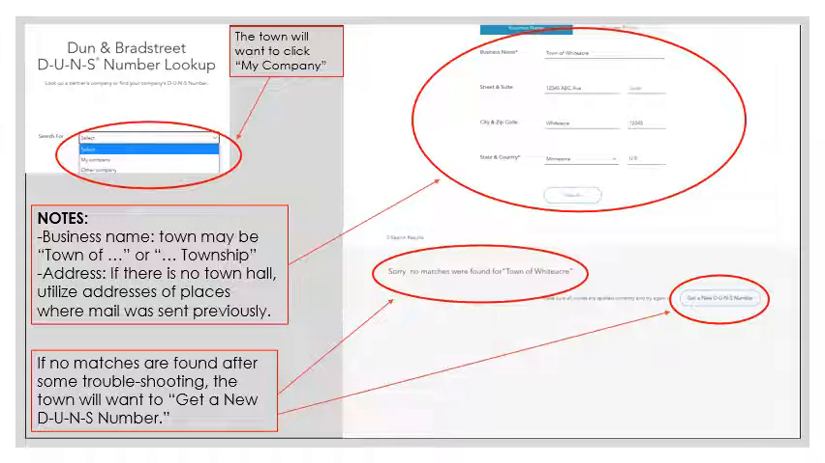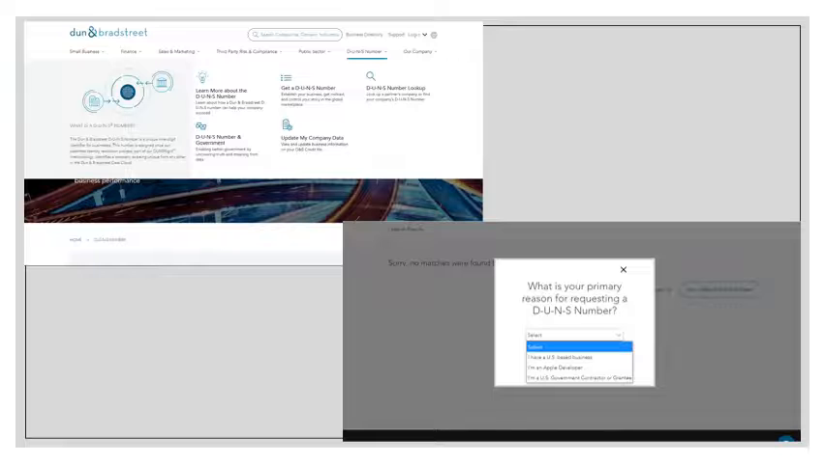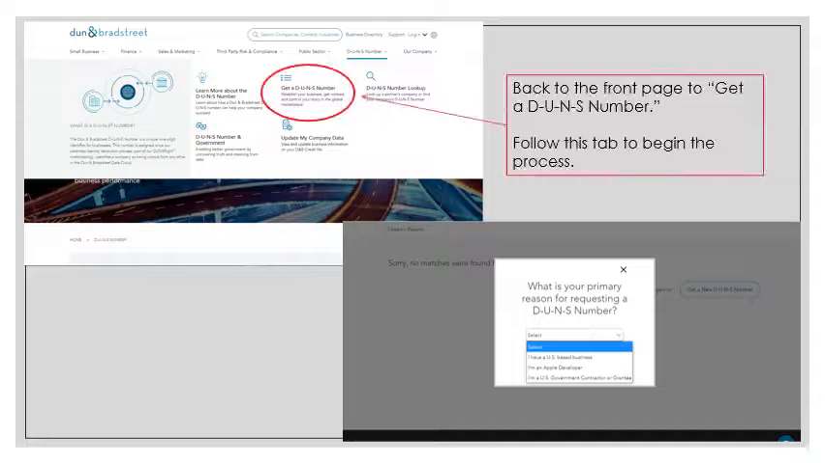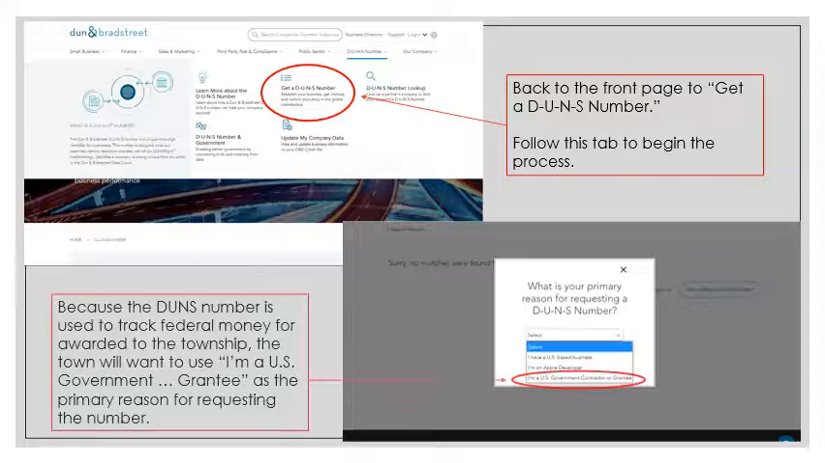New DUNS Number process. After clicking Get a New DUNS Number, the town will be returned back to the Dun & Bradstreet main page. Here you'll want to click Get a DUNS Number and then follow this process, where you'll be provided another drop-down menu where the town should say, I'm a U.S. government grantee.